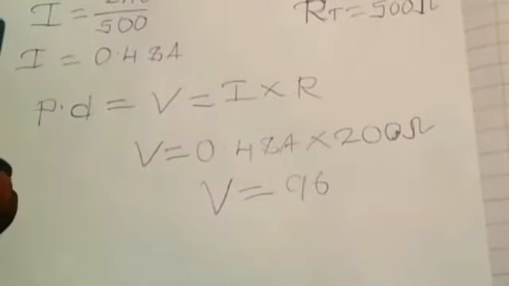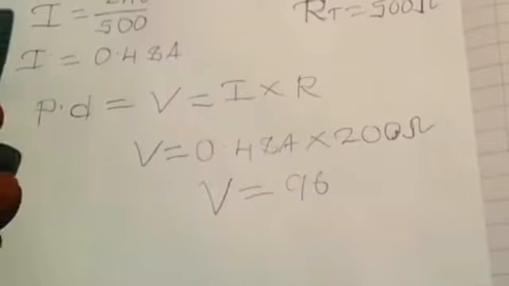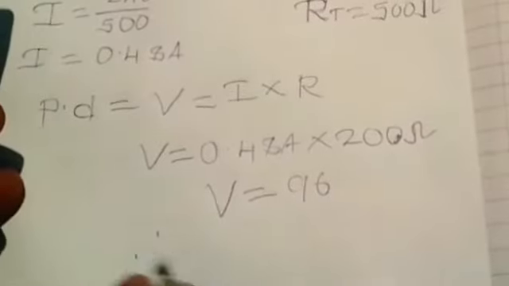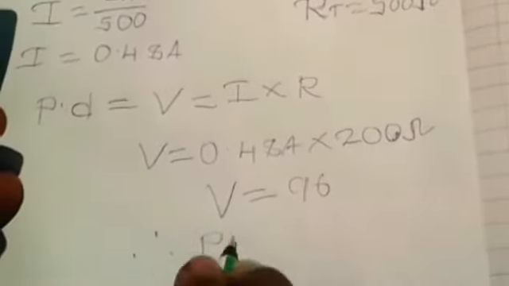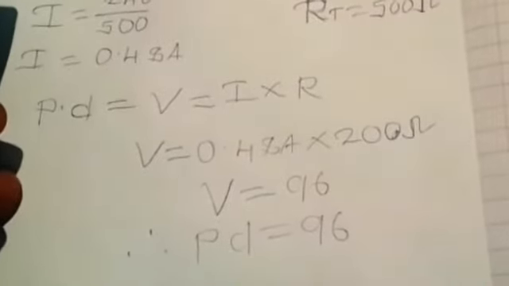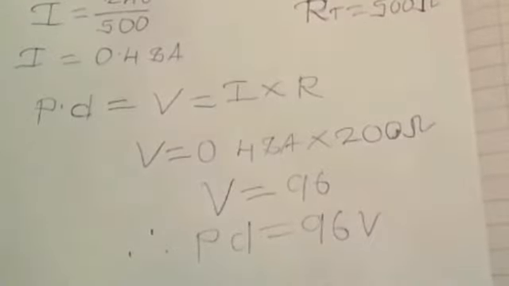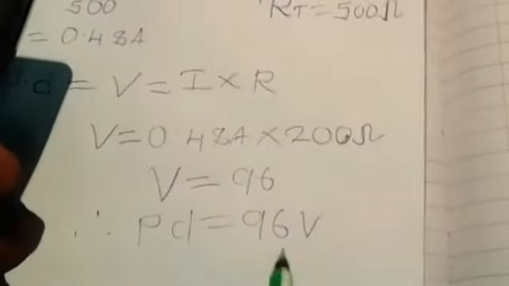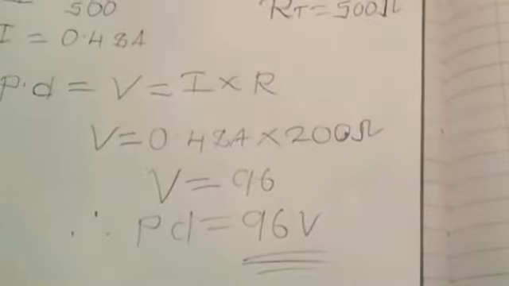Therefore, since they are saying potential difference, to show that we know it all, we're going to say therefore PD is equal to 96 volts, since the potential difference is the same as the voltage. So our units will be volts. Then we have calculated, we have 3 marks as we are talking. So I'm going to question B.